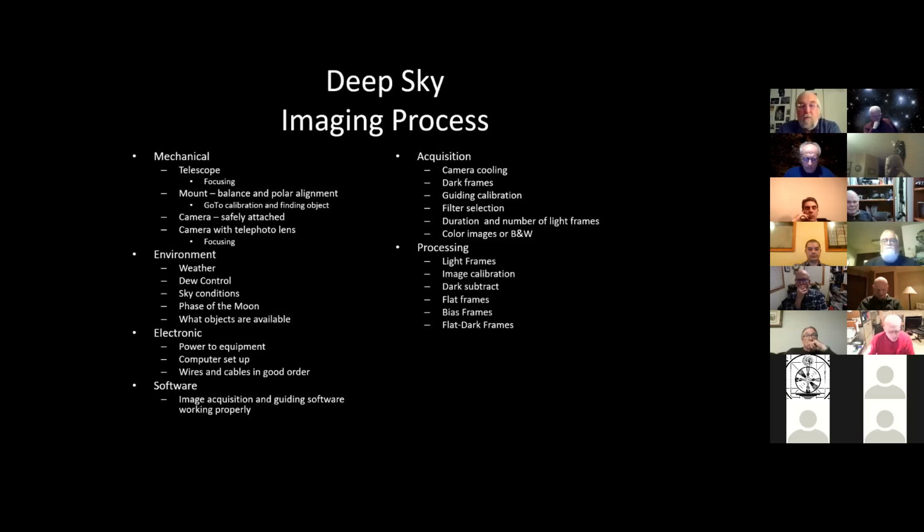And then for processing, you want to make sure you take the light frames, get the image calibration going where you have the dark subtract, the flat frames, bias frames, flat darks. And we'll concentrate on those tonight as far as definition and what they're used for and how they're used. And then SNR, that's the big thing, signal-to-noise ratio. So through all of this, you want to produce the best signal, what you want to keep, to noise, what you don't want to keep, ratio. So that's a lot of what we're going to talk about tonight, is that signal-to-noise ratio.